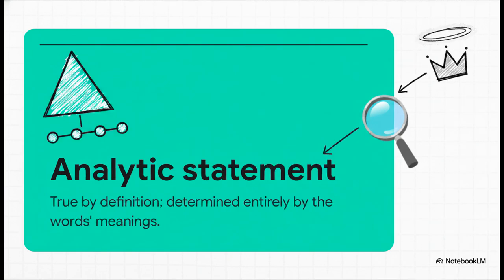Building on that idea, Anselm argues that saying God exists is what we call an analytic statement. This means his existence is woven directly into the very definition of the word. Think of it like saying a triangle has 3 sides. You don't need to go out and physically check every single triangle to know that's true, right? It's true by definition. Well, Anselm is trying to show us that God's existence works the exact same way.